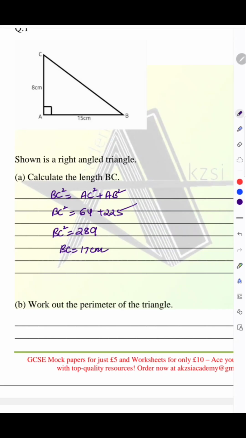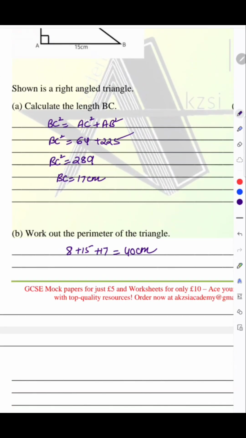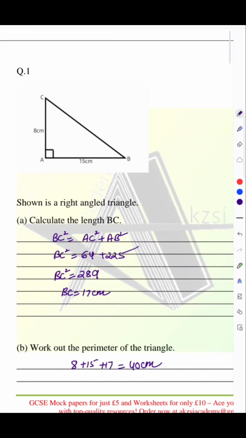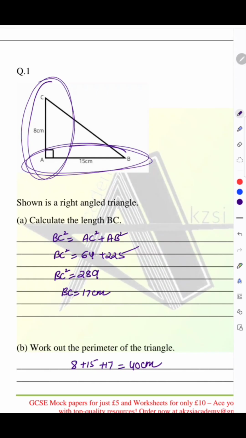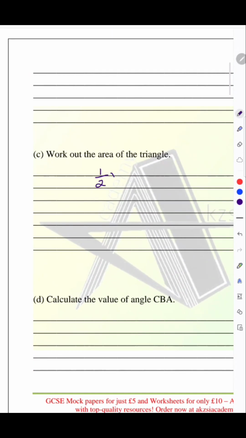Now work out the perimeter. So perimeter is the sum of all the sides, that means 17 plus 15 plus 8, which is 40 centimeters. Now it says work out the area of the triangle. We know area of a triangle is half times base times height. So base is 15, whereas height is 8. So the answer would be half times base times height, which will give you 60 centimeters squared.